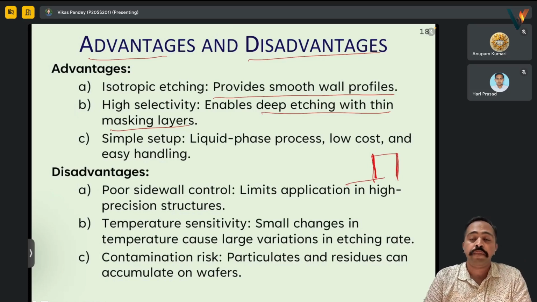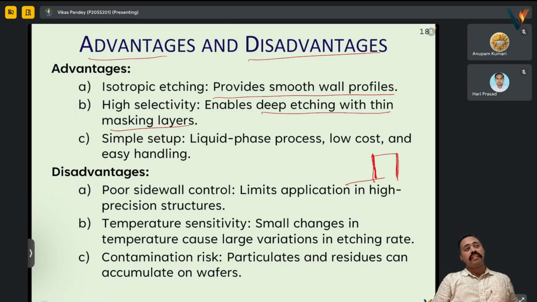That is one of the biggest disadvantages of wet etching. Second is temperature sensitivity. Any small change in the ambient temperature, it is not that everything can be maintained at a fixed temperature. There are some factors that will actually change the temperature, humidity, a lot of things. Okay, and in such cases, small change in temperature can lead to large change in our etch rate, and that's why we might not get the desired results, and that is another disadvantage.